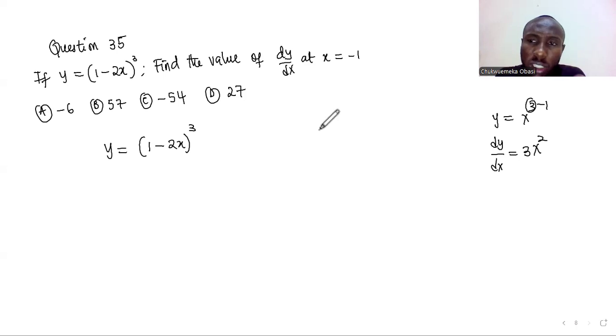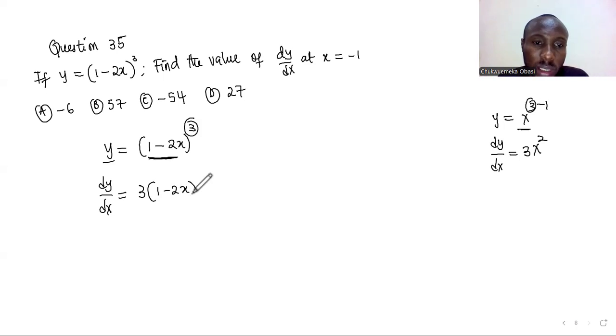But what about this one we have here? Is it the same way we are going to apply? Yes, it's almost the same. And that principle we are about to apply now is called chain rule. So first thing first, y is expressed in terms of x, so we are going to differentiate y with respect to x. Think of the 1 minus 2x as just the variable, like the x you have here. So that means this 3 is going to multiply the base. So we have 3 into (1 minus 2x), right? Then you remove 1 from 3, you have 2.